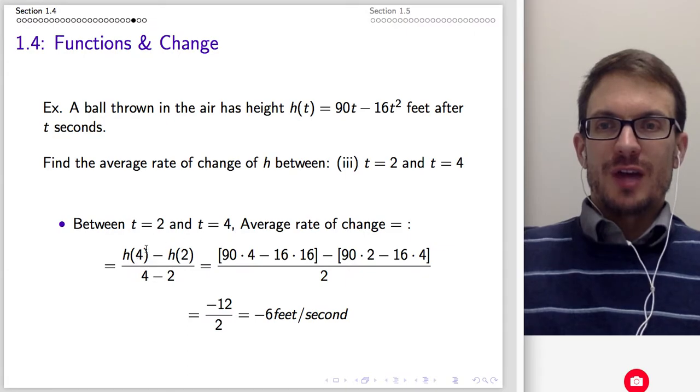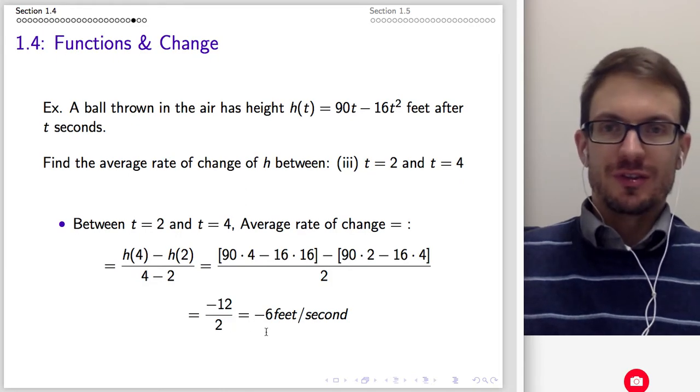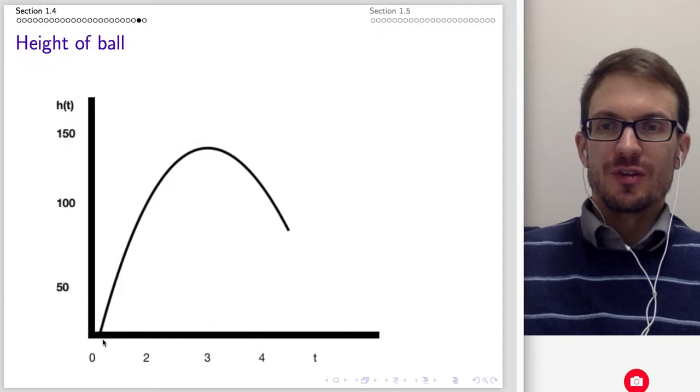And this last one, now we evaluate the function at 4, we evaluate the function at 2, and here we have minus 6 feet per second. And here's the picture.